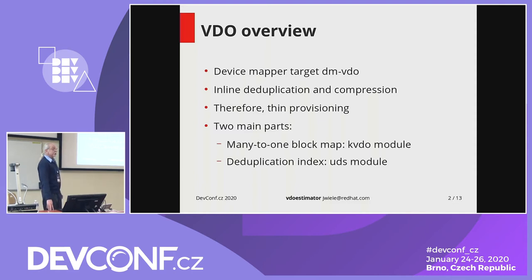So the VDO device consists of two major pieces. There's a block map that manages the allocation of the storage on the underlying device and manages the mapping from the logical block address space to the physical storage. And as I said, while it's doing that, it's deduplicating and compressing as it can. And of course, it's a many-to-one map. That's actually in two separate modules. The block map and its associated machinery is in the KVDO module. And then the other big piece is the deduplication index. That's what keeps track of where the duplication of data actually lies. And that's the UDS module. It's a separate module.